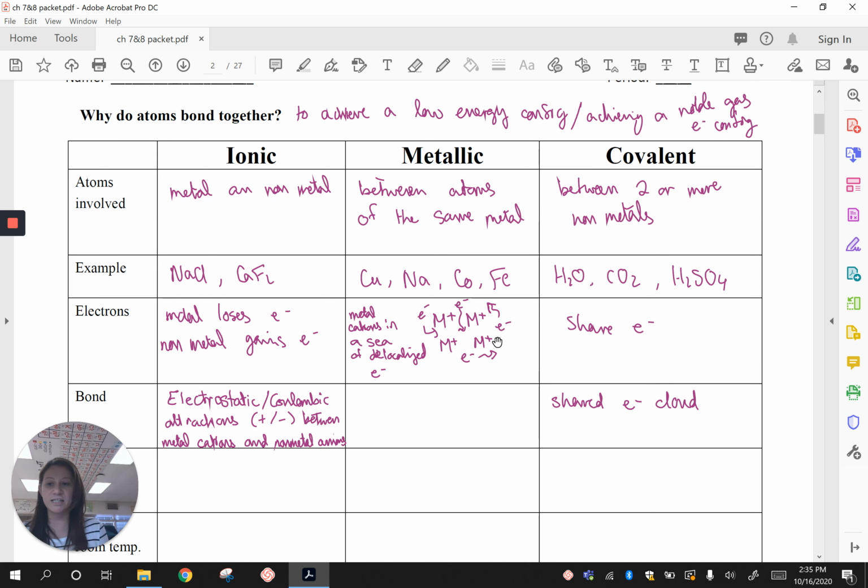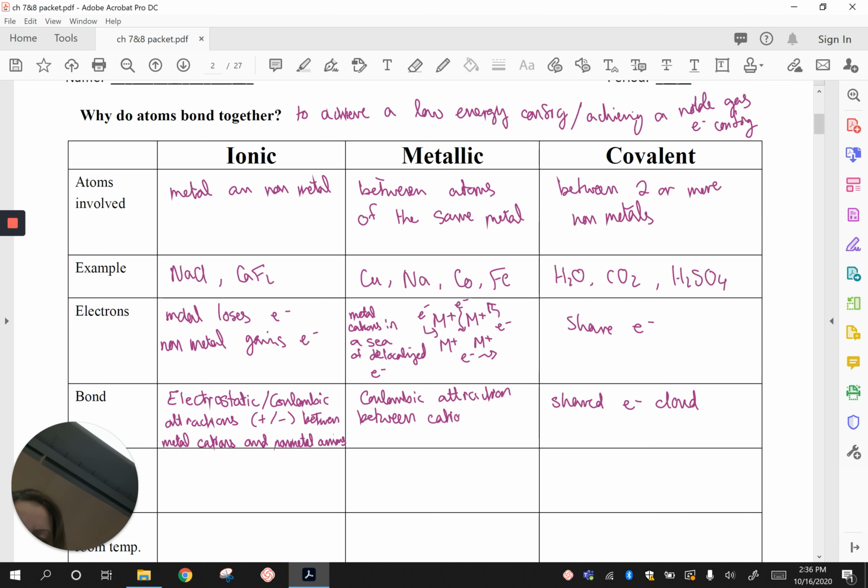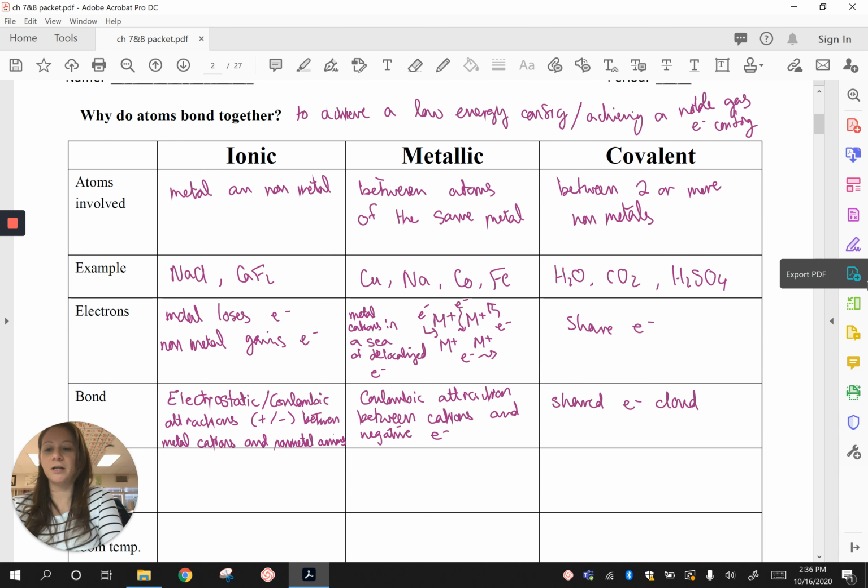So what holds this together? Well, the electrons are negative, the cations are positive, so again, there's a Coulombic attraction, positive and negative attraction, between the cations and the electrons. Coulombic attraction between the positive cations and the negative electrons. So I think of bonding as an analogy, as like food.